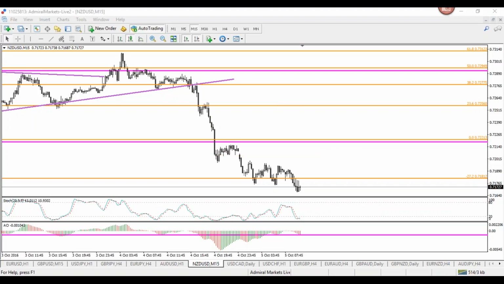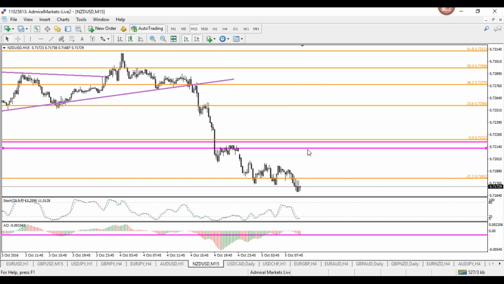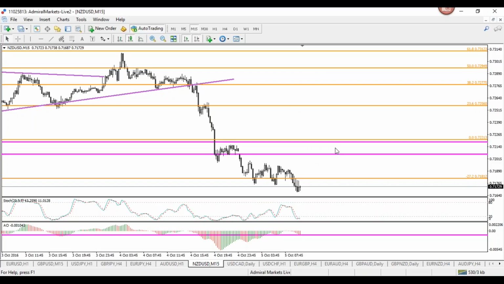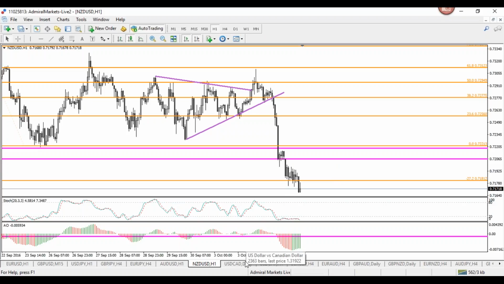Price to get back to roughly 72, 72.20. Roughly in this zone where the pink lines are, probably with an ABC. Here I would be looking for turnaround back down. On the hourly chart, probably what I would expect is about half a day worth of price action before it hits that zone. So let's see if that materializes.